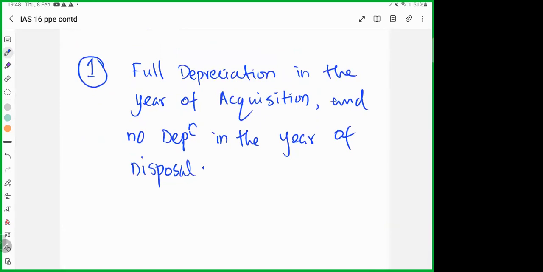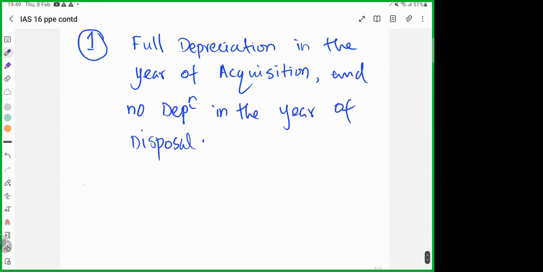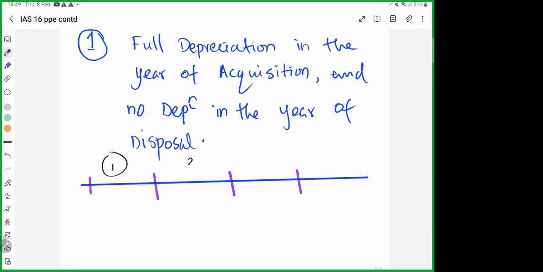If we are going to dispose the asset, there will be no depreciation for that year. Let's say this is year 1, year 2, year 3, year 4, and so on.